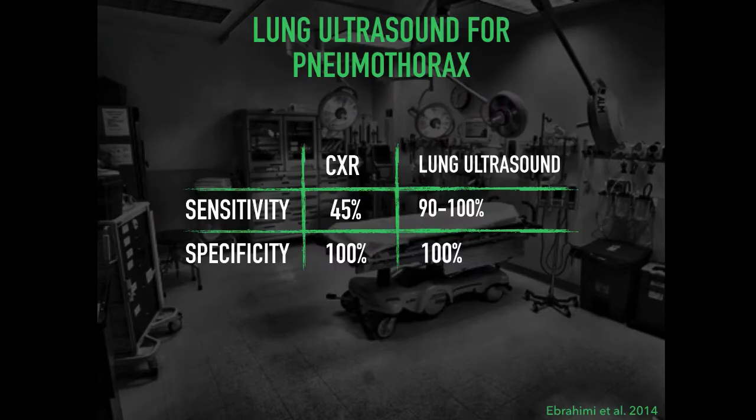You may be surprised to know that the sensitivity of chest x-ray for pneumothorax is around 45%. It's variable depending on the study, but is lowest in the supine patient, as air collects in the most anterior or superior airspace. Lung ultrasound has sensitivity approaching 90 to 100%, which means it's extremely sensitive to pneumothoraces.